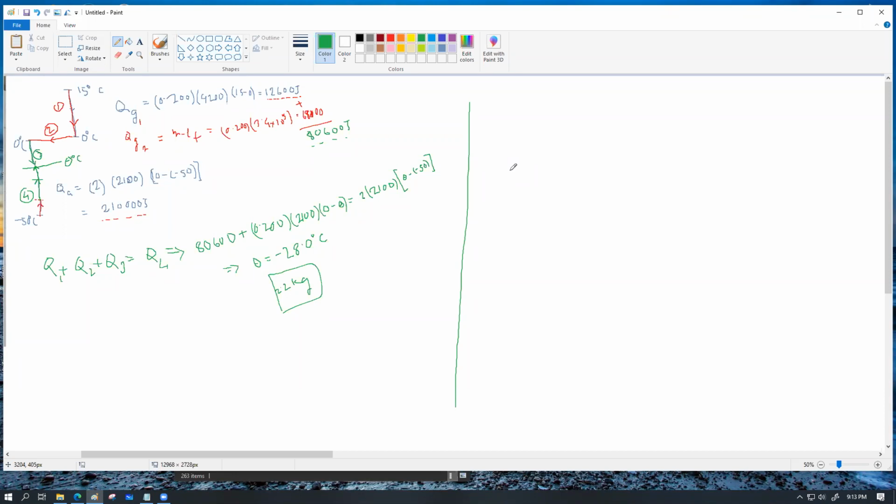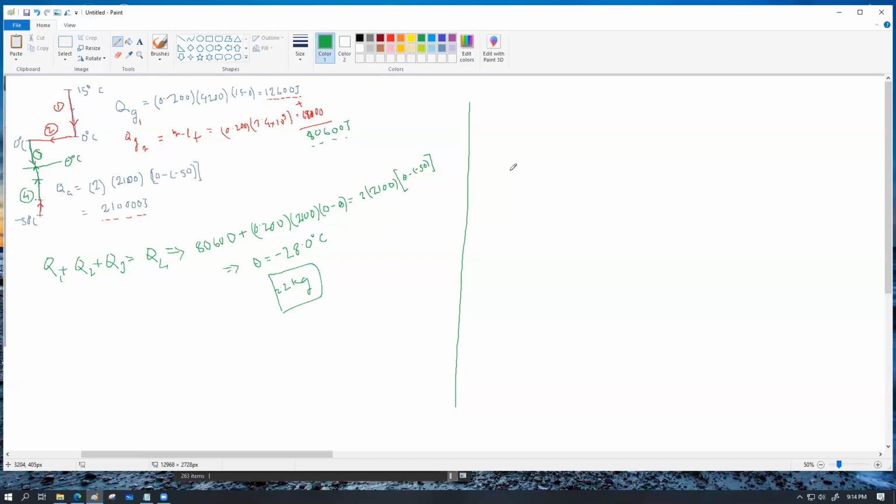60 degrees Celsius of hot water is mixed with 10 degrees Celsius of cold water, full stop. Cold water mass is 9 times the mass of hot water.